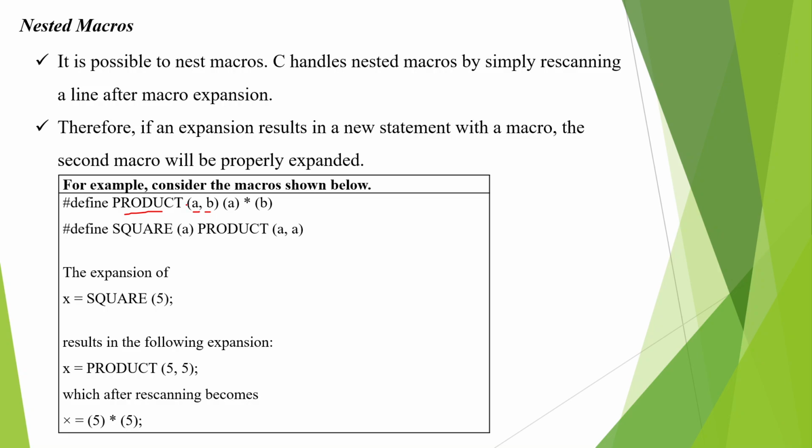So generally what it is doing, the product macro, it is calculating a multiplied with b. Okay, na? A multiplied b. This whole thing is the name. Once again, I'm writing here. This is the name. These two are my formal parameters, and this is the body. This whole thing is the body. Okay, so this product macro again I'm using inside square macro.